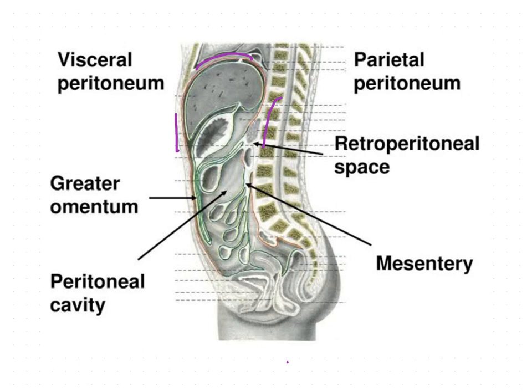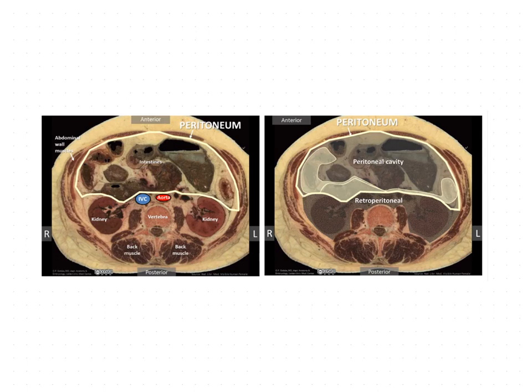Behind the parietal peritoneum you have some space. That is called the retroperitoneal space. In that retroperitoneal space, you can find such retroperitoneal organs. You can see this in the transverse section also. This is the anterior and posterior aspect of the abdominal wall, and this is the posterior abdominal wall.